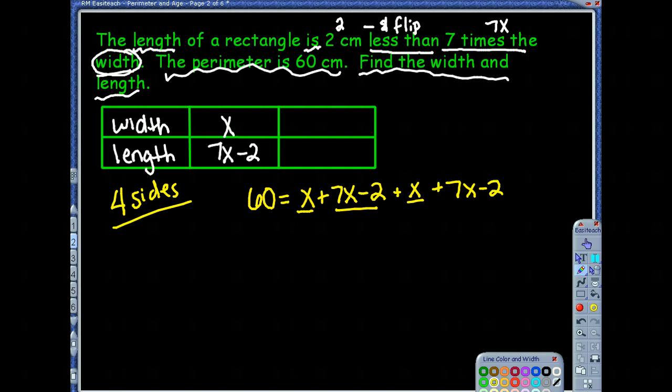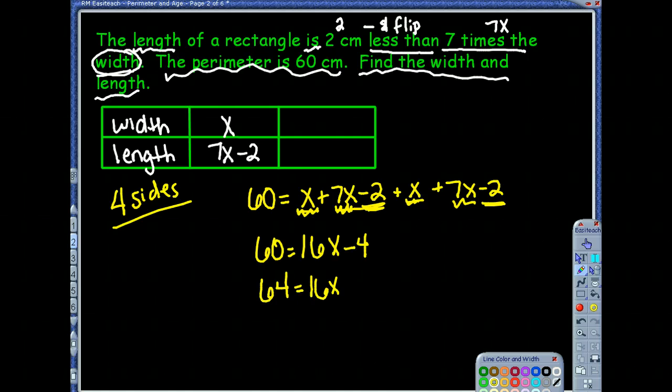From there, you're going to notice that we have some like terms that we can combine. We've got all of our 4 sides accounted for. So we've got a total of, let's see, here's 8 x's and another 8 x's, so we have 16 x's. And we had a minus 2 and another minus 2, so minus 4 is equal to our 60. And if we go ahead and move our 4 to the other side, if I add a 4, we're going to have a 64 is equal to our 16x. And when I divide both sides by 16, I'm left with x is 4.